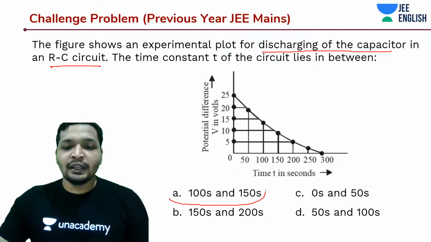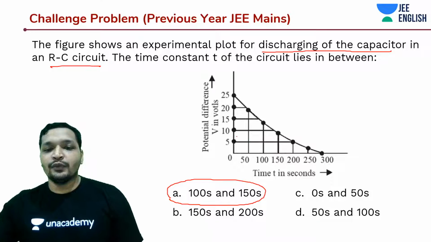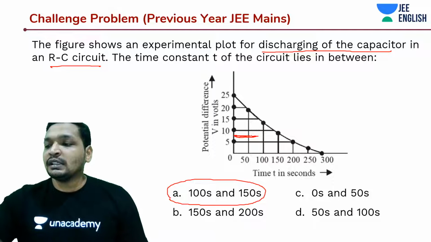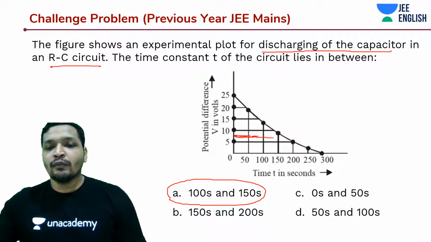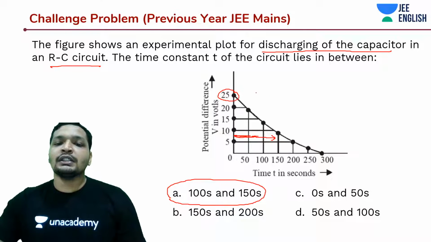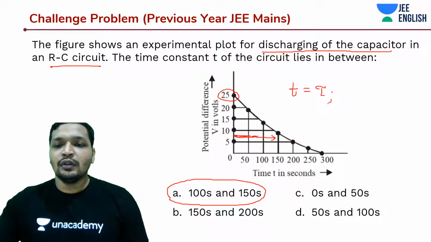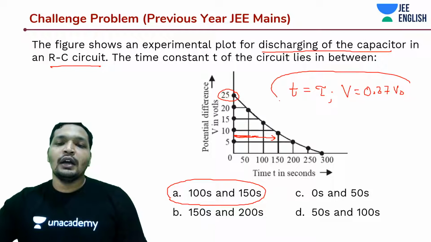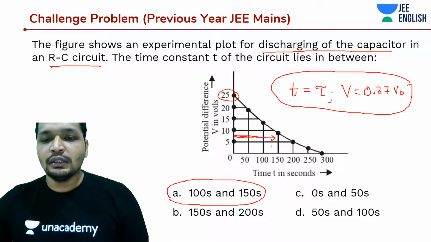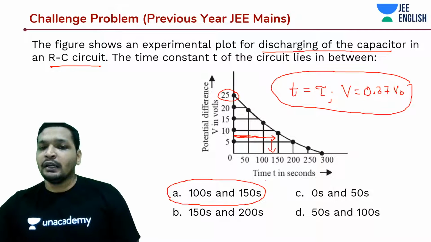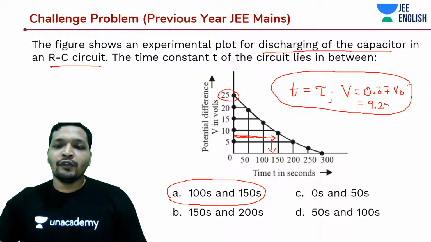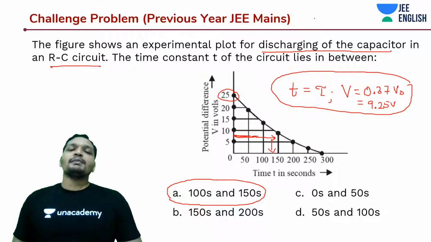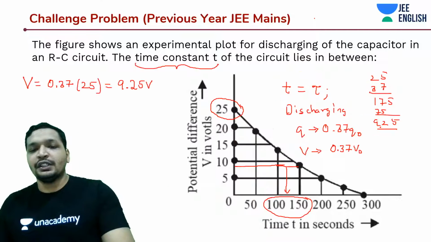Really simple cakewalk question that you could have done within a few seconds, and you could have got these marks. So basically all you need to know was that 0.37 would give you T. You need to take 0.37 of the voltage at T is equal to tau. V is equal to 0.37 V naught is all you had to do, and you would get the approximate value. It should be between 100 and 125 seconds. We got it as 9.25 volts. Right? Simple, really simple. This is the JEE Mains problem, guys. So really simple problems, but basic concepts are what is involved in this kind of questions.